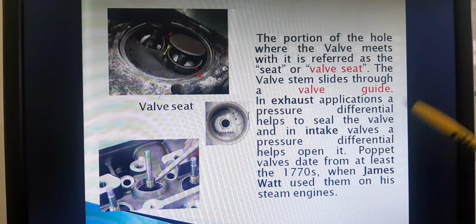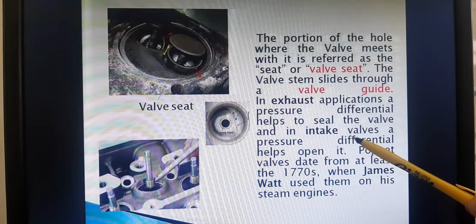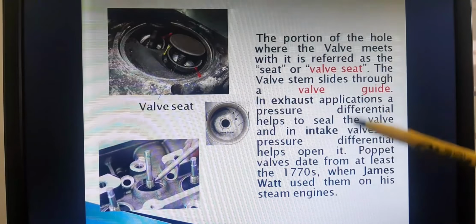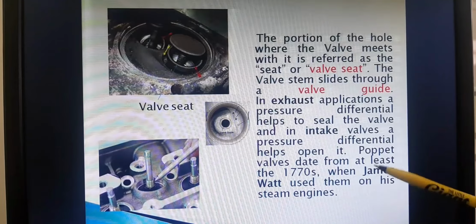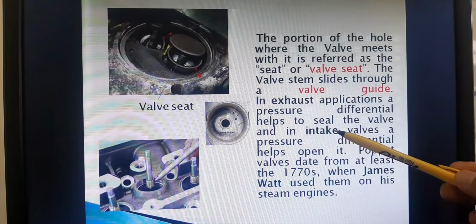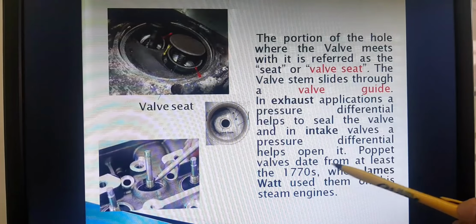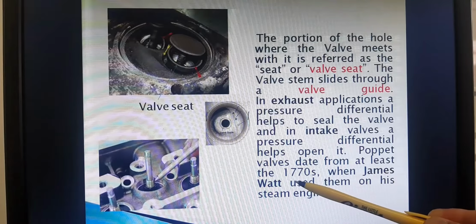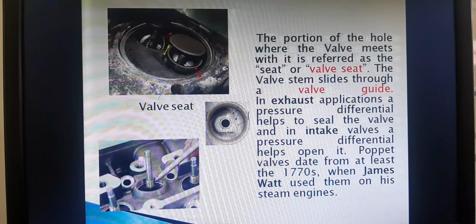So in the intake stroke, as I taught you, there is a pressure differential. There is a vacuum inside the cylinder, so there is a drop in pressure, so this helps the intake valve to be open. Okay. In addition, poppet valves date from at least the 1770s, when James Watt used them on his steam engines. This is just a short history or background about poppet valves.